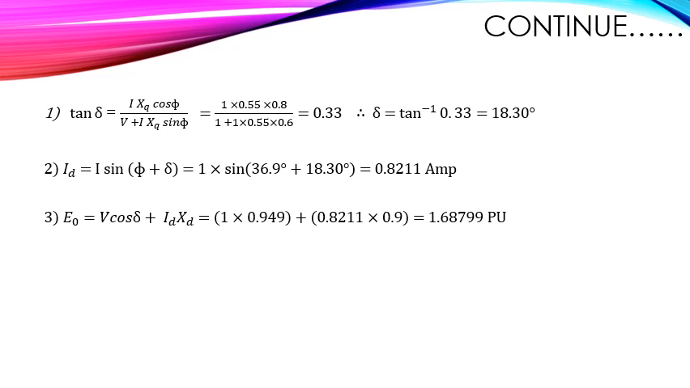Then put the values in tan delta and get the angle delta. Then by using the phase angle phi and delta, we can calculate the direct axis current, that is Id is equal to I sin psi. Psi is what? It is the arithmetic sum of phi and delta. Then E naught, by using the equation V cos delta plus Id Xd, we'll get the answer, that is 1.68799 per unit.